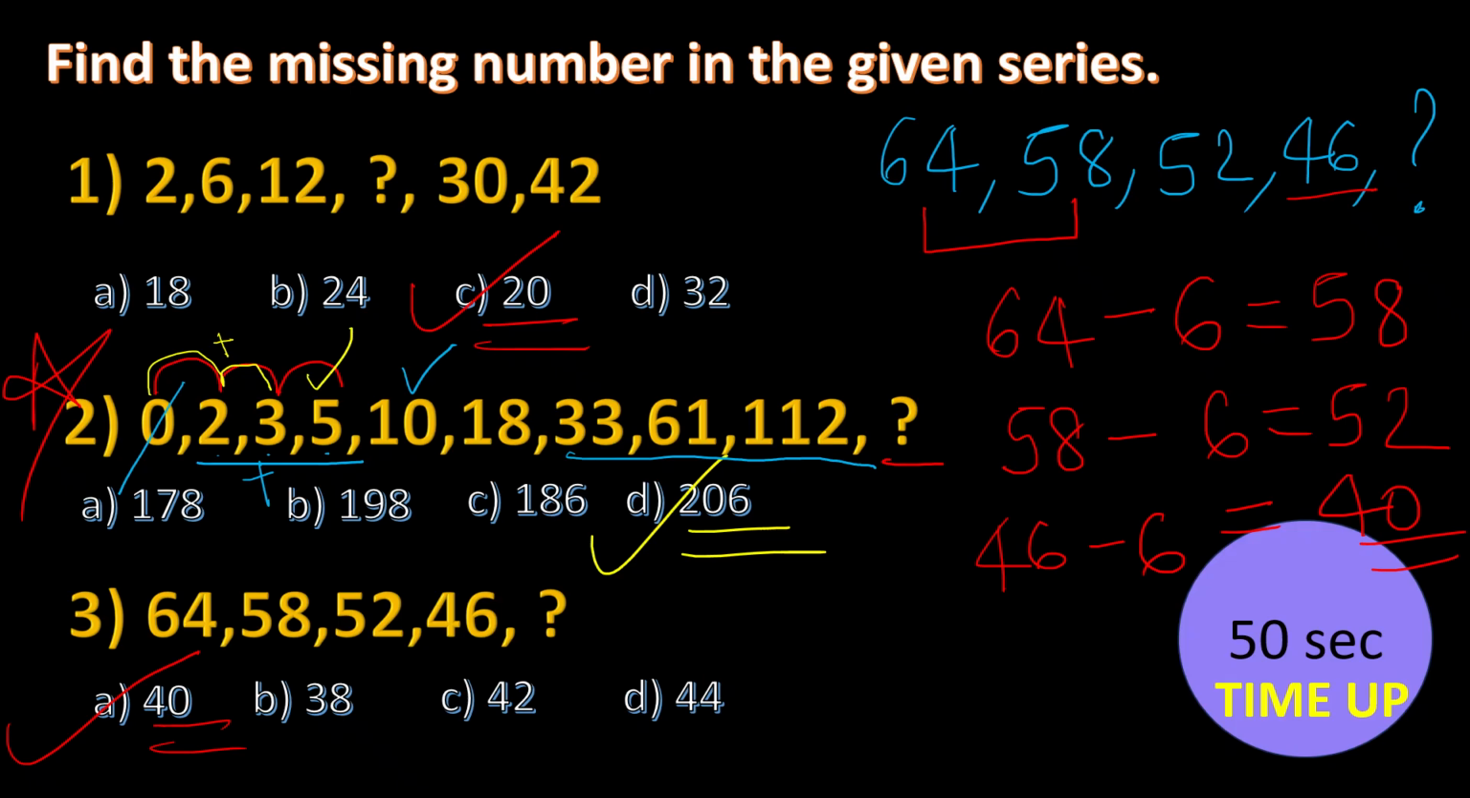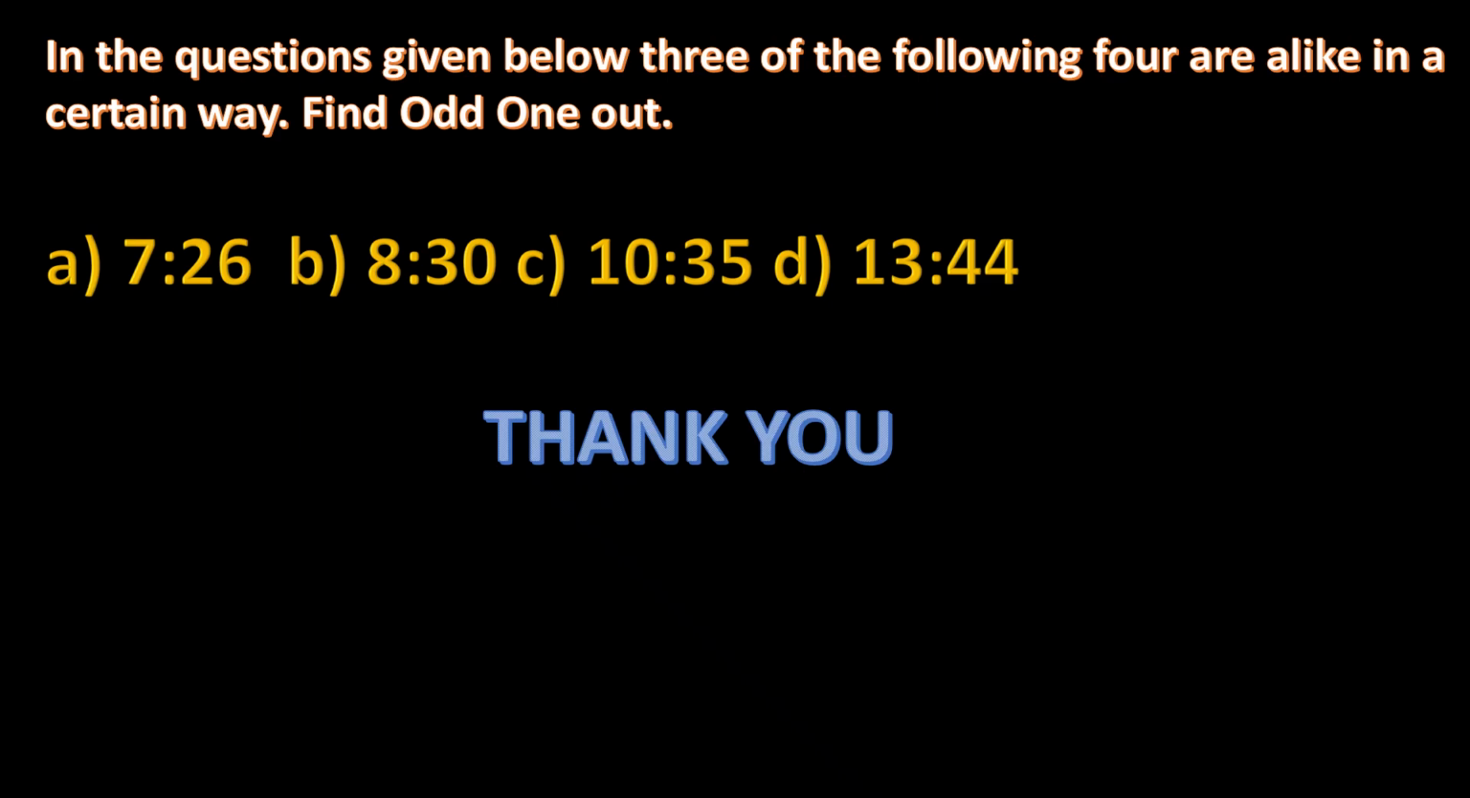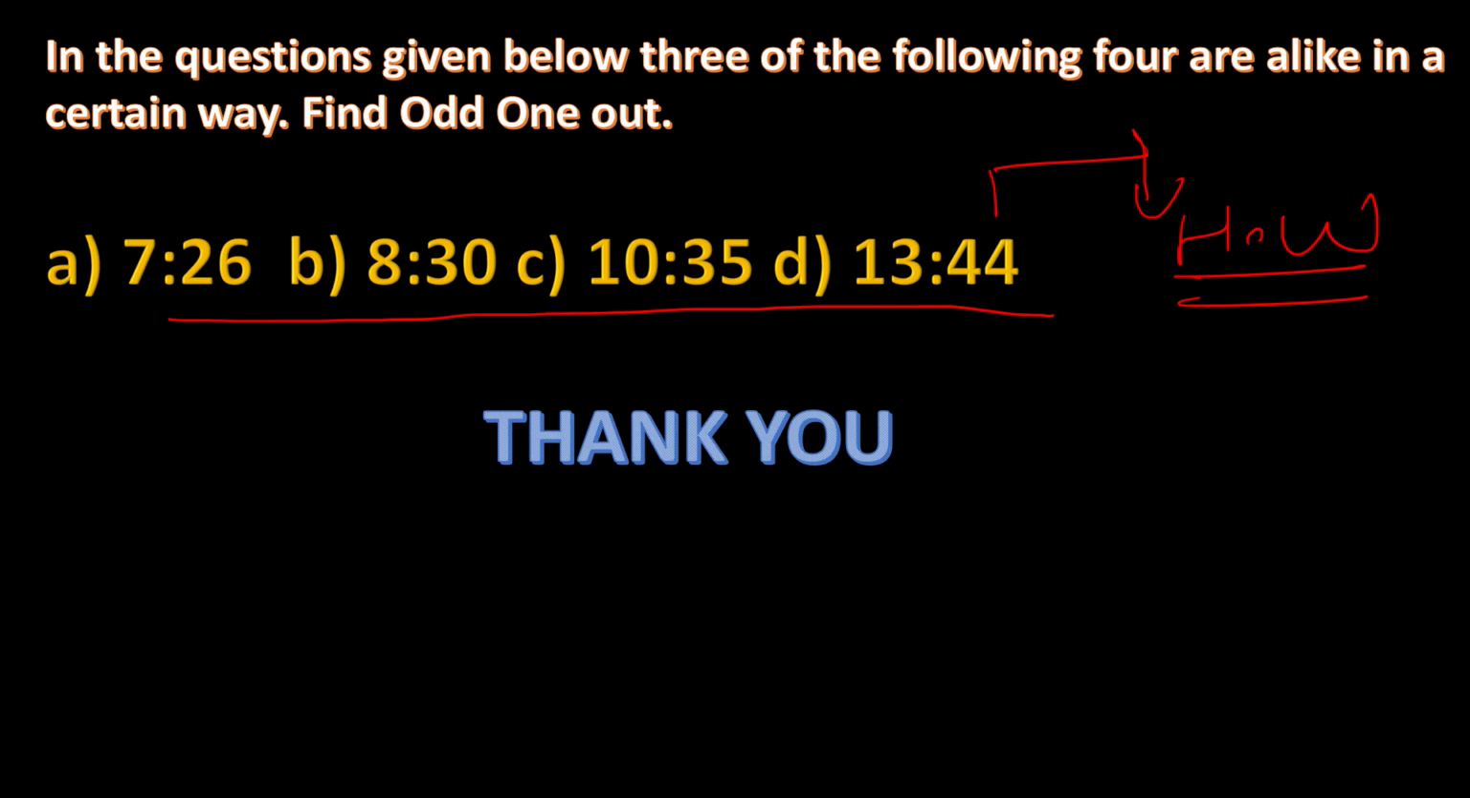Okay, students. So these were some questions of missing series that could appear in your number analogy reasoning questions also. Okay, the last question I have kept as a homework question: finding the odd one out. This is your homework question. Tell me the answer in the comment section. What is the answer?